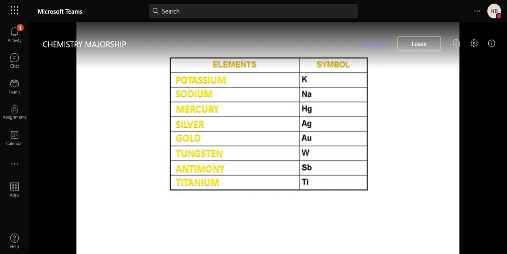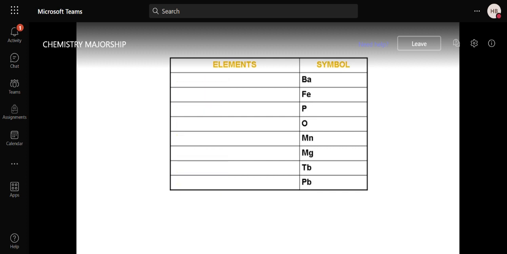So, yan lang dito sa list ang kasama. Ang symbol niya ay nasa first syllable ng kanyang pangalan. Kaya tandaan, potassium is kalium, sodium is natrium, mercury is hydrargyrum, silver is argentum, gold is aurum, tungsten is wolfram, antimony is stibium. Yan po ha.